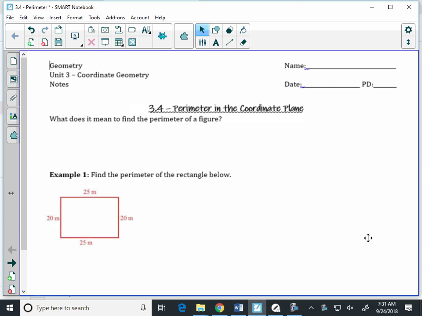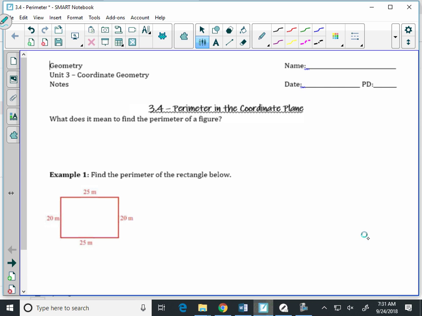What do we do when we find perimeter? Diego? Yeah, well, what did you say, finding or combining? Another try. Yeah, all you're doing is you're adding up all the sides. You're finding the sum of all the sides of the figure, the distance around the entire figure. Okay, so you add up all the sides. That's what that means.